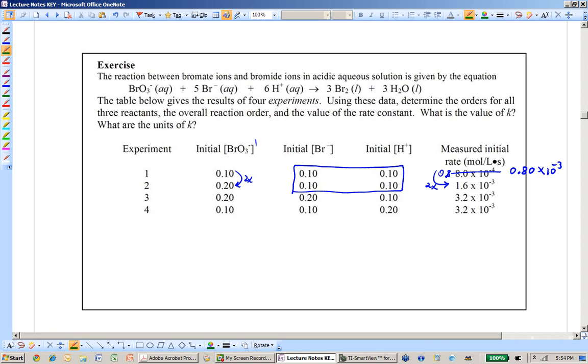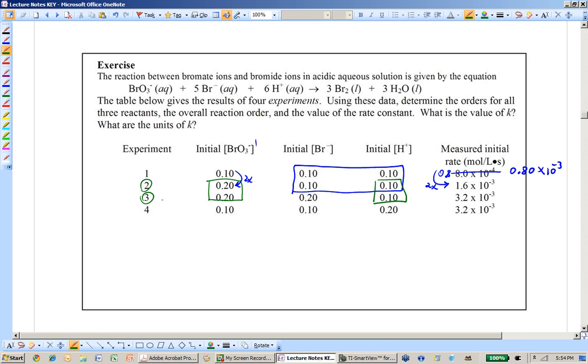Okay, let's see. What do we got next? I really want to focus on that middle bromide. So what can I use? Oh, the middle 2. Okay. Sometimes it takes a minute to see it.